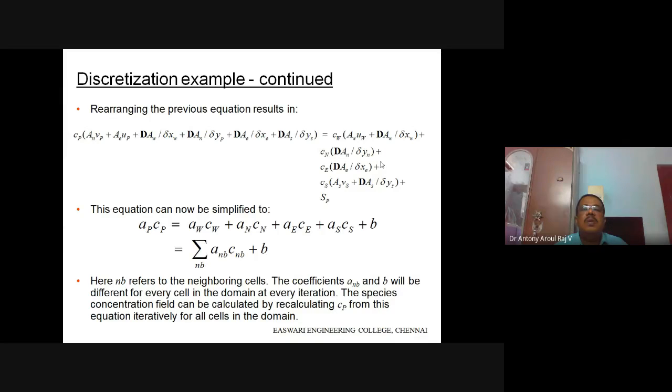So in all, when I want to conclude, my overall discretization scheme is like this: AP phi P is equal to AW phi W plus AE phi E plus AS phi S plus AN phi N plus B. So I can write this as a summation over neighboring nodes plus B. All of you, listen very carefully. If you want to understand CFD or numerical methods or anything, here is the important information.